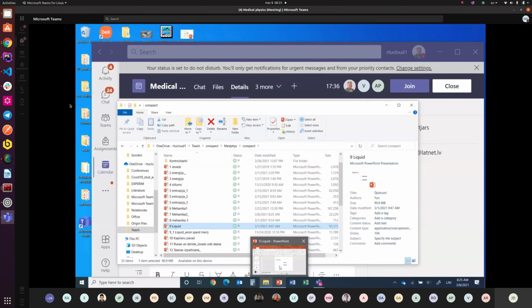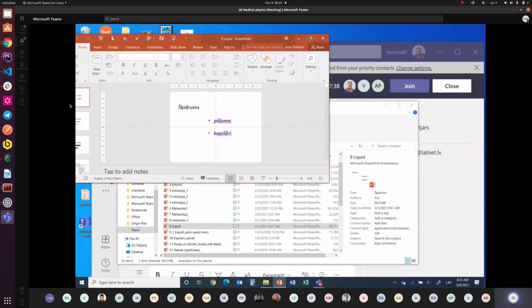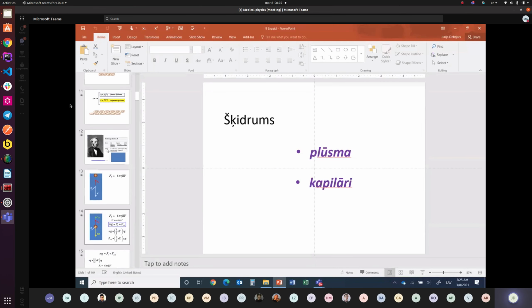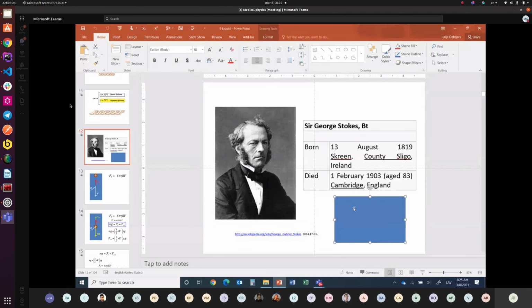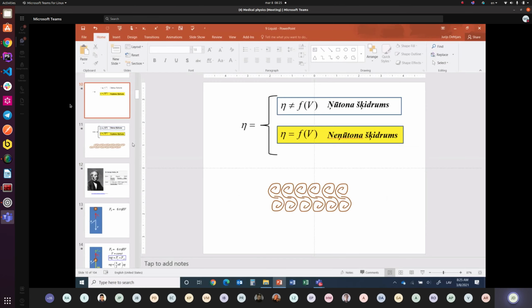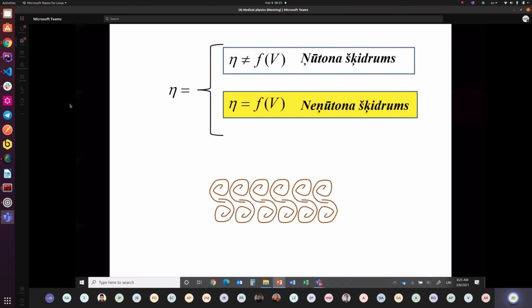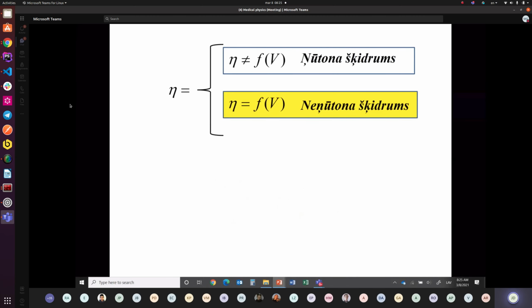Our previous liquid. So we have finished with the Newton and non-Newton liquids. Just to remind you that non-Newton liquids are characterized with a viscosity coefficient that depends on the velocity of the liquid. And this connects with the molecular structure.